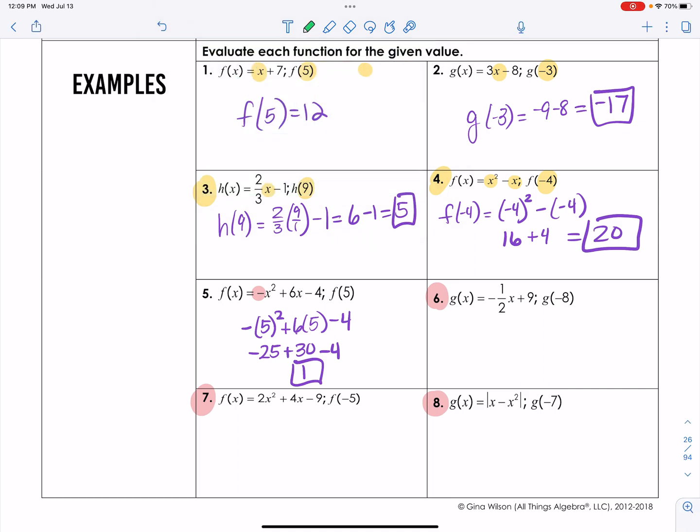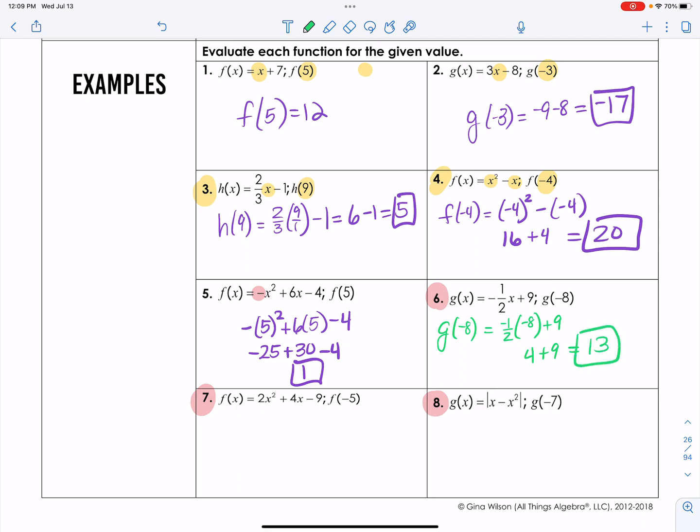Okay, so I'm doing g of negative 8. So I'm doing negative 1/2 times negative 8 plus 9. Well, half of 8 is 4, but a negative, that's a positive. So my answer is 13.